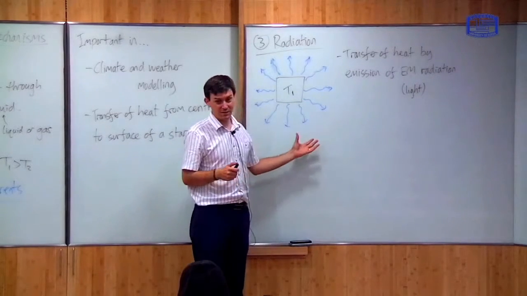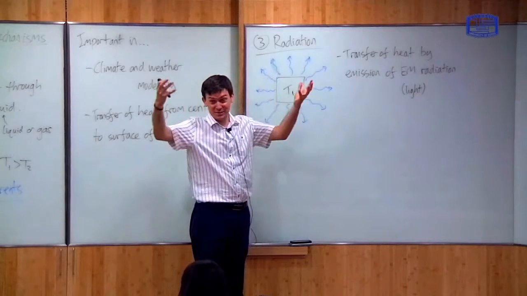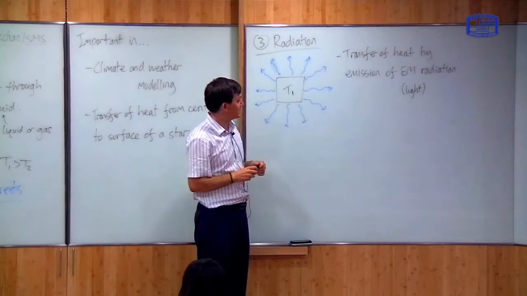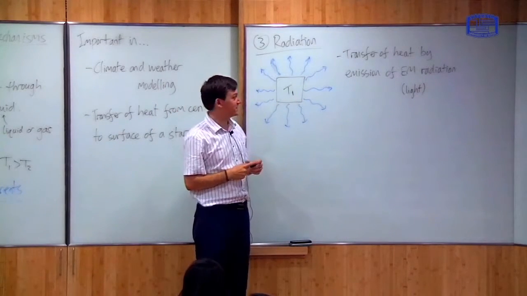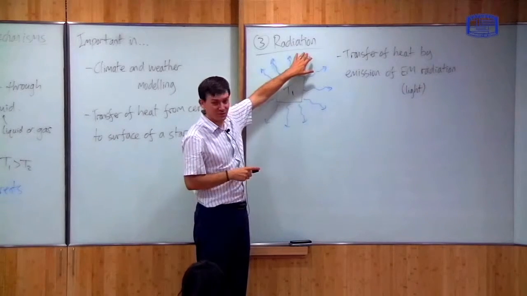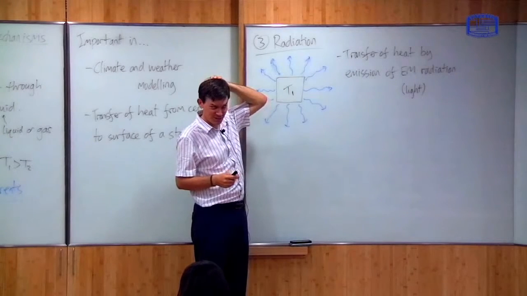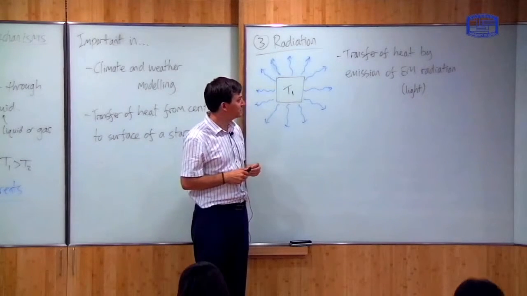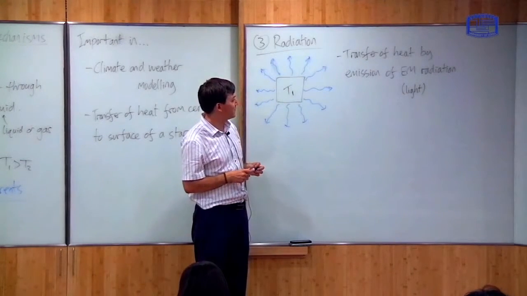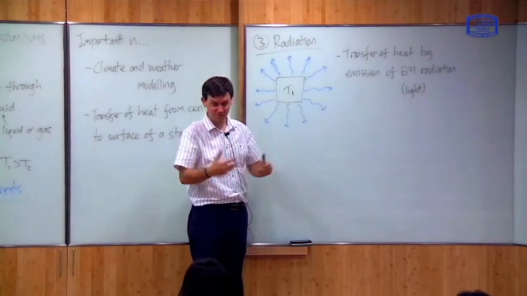For example, the sun, when you look at the sun, it's bright, right? The sun is bright because it's giving off light. The reason it's giving off light is because of this thermal radiation. The surface of the sun has a certain temperature, about 6,000 degrees, and it therefore glows. It emits radiation.